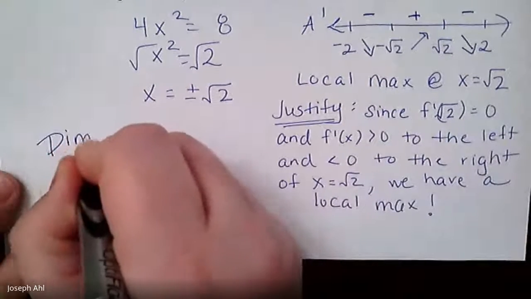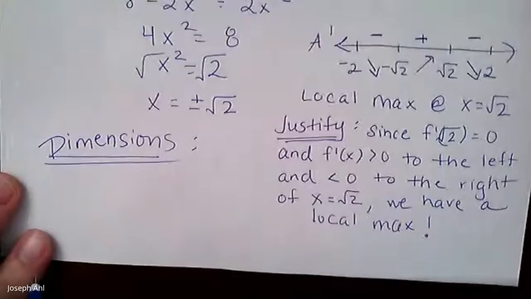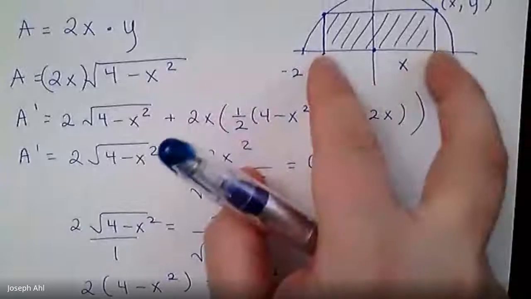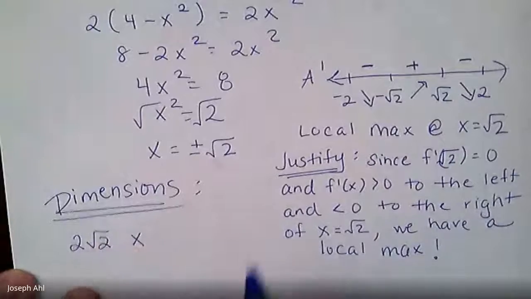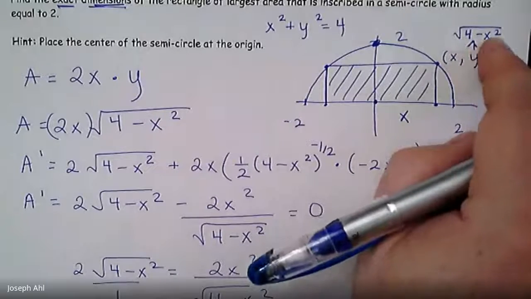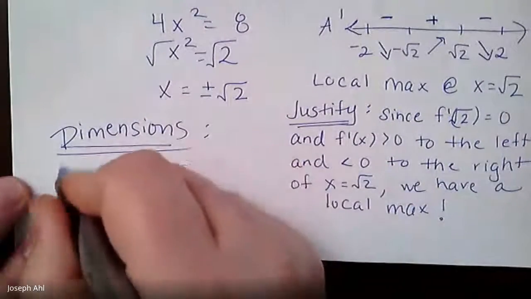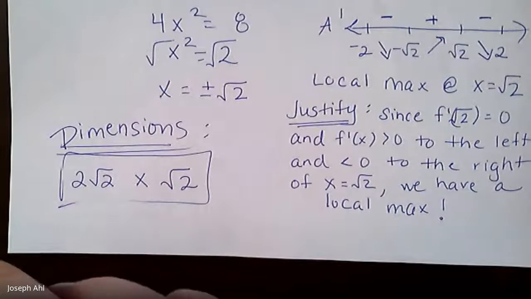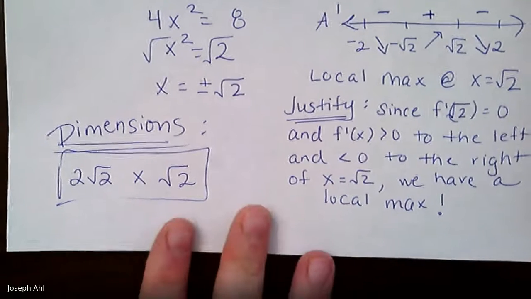So just really quickly to finish answering the question, we need the dimensions that maximize this area. So we know that if x equals radical 2, the base would be 2 radical 2, right? So 2 radical 2 by, what would the height be? Well, if x is radical 2, 4 minus radical 2 squared would be 4 minus 2 under the radical. So 2 radical 2 by radical 2. Those are the dimensions of the rectangle that wind up yielding the largest area, given that semicircle that it is inscribed in.